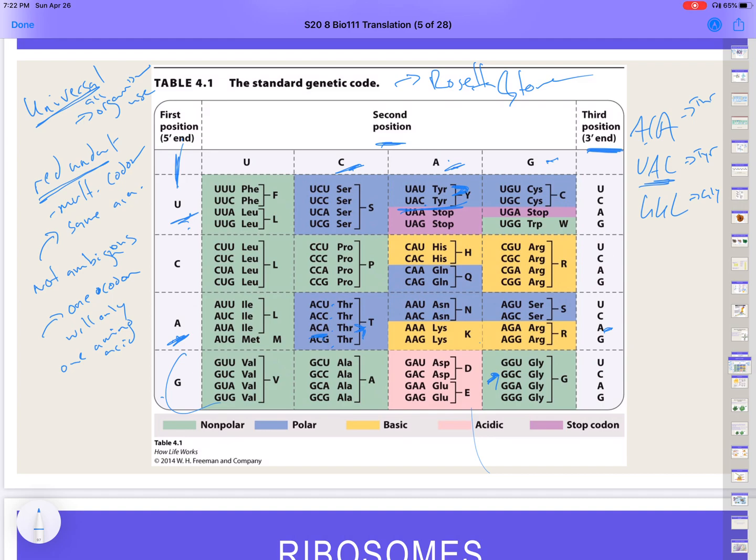And so given any nucleic acid sequence, you can figure out what the amino acid sequence is. It's a little bit harder to figure out from an amino acid sequence what the nucleic acid sequence is because you have multiple possibilities for the same thing.